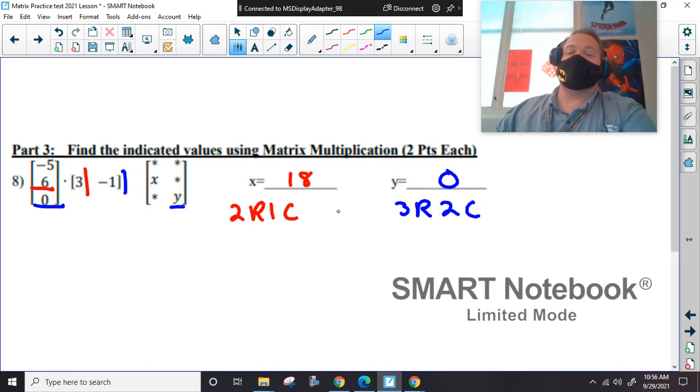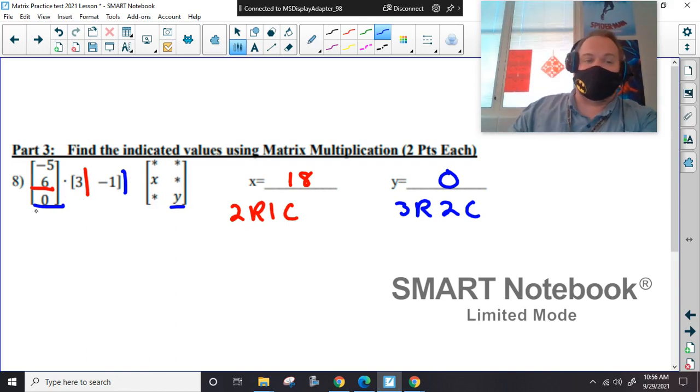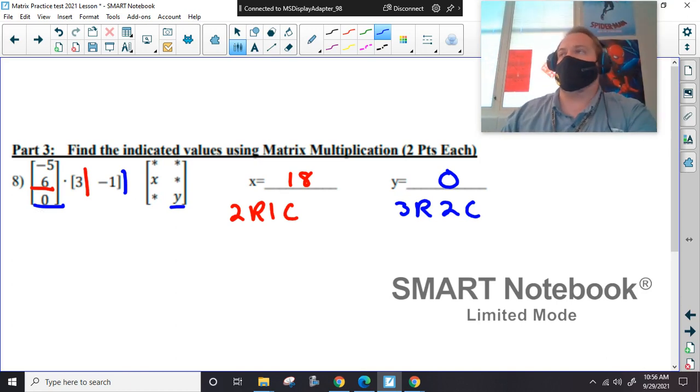Okay. Same thing with y. Y is in the third row, second column. So I multiply the third row, which happens to only be 0, times -1, which is 0. Okay. Are we good? Yes? No? Maybe? Okay. Yes. Yes, I will tell you where to find X and Y.